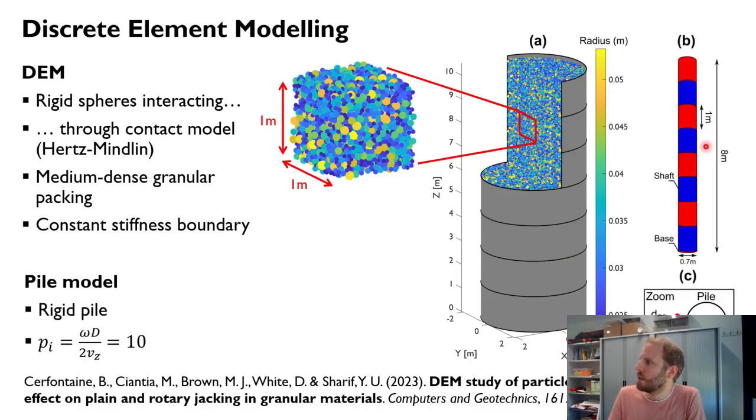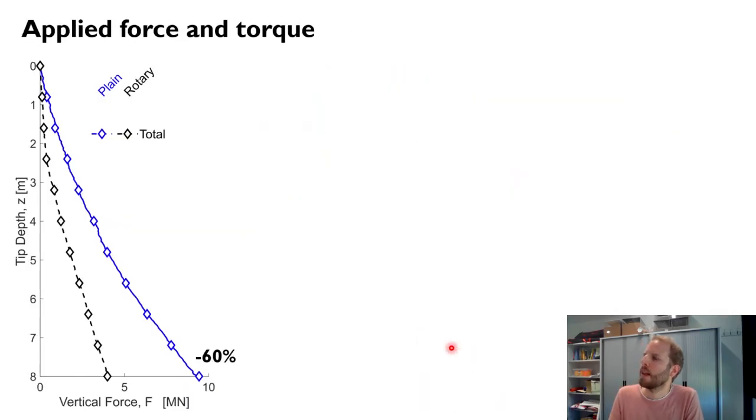The piles are rigid, and we apply some rotation rate and vertical velocity rate, which we maintain this ratio PI, which is installation pitch, at a constant 10. If you want some more information about this, there is a paper in Computers and Geotechnics which has been published. Now let's have a look at the results.